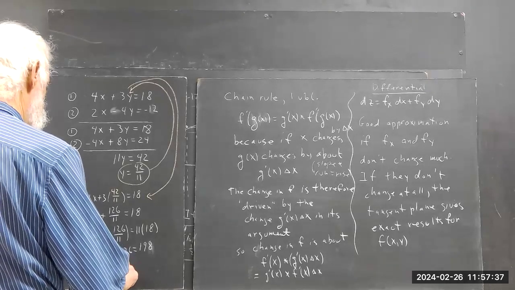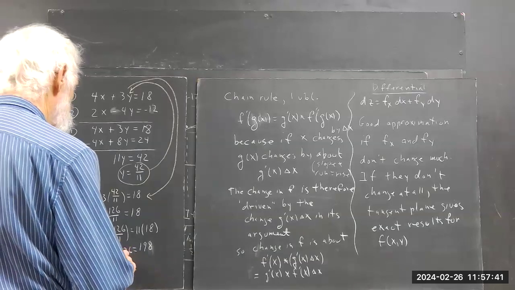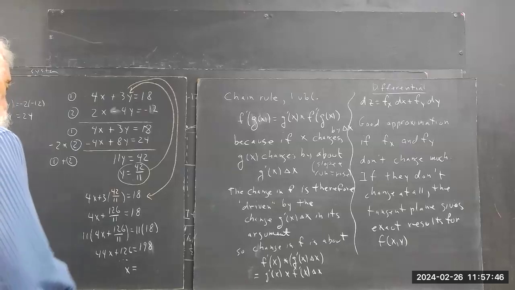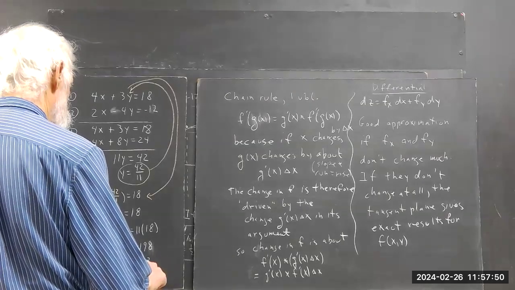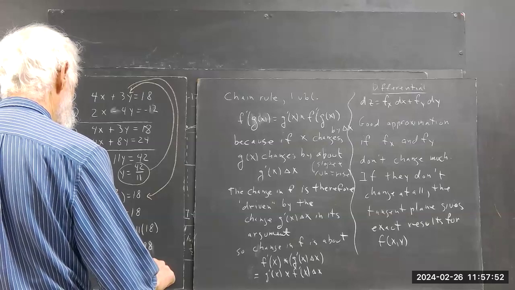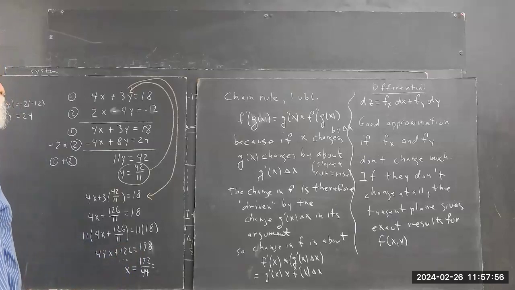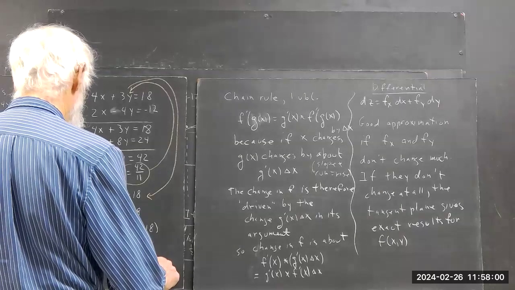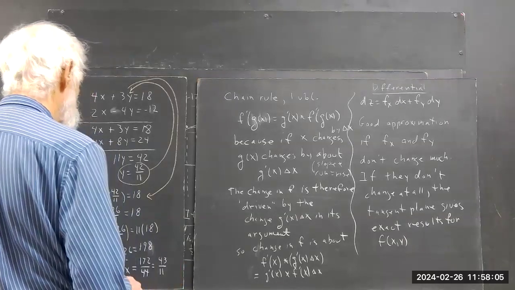So we're going to subtract 126 on both sides. We're going to get 172 here, and we're going to get 44x here. And well, 172 is divisible by 4, so it's 44. So we're going to get 43 over 11.